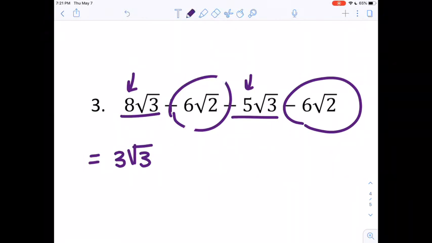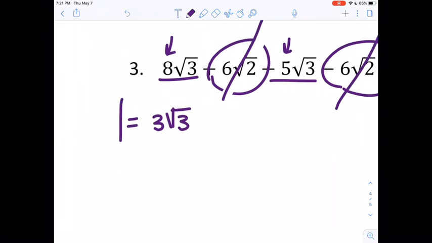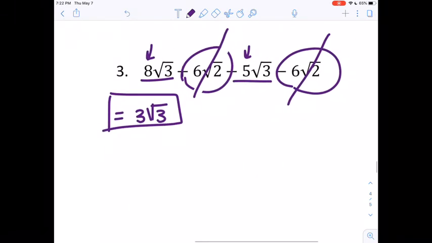Okay, these completely cancel each other out, and you're just left with the 3 root 3. Okay, so if the front numbers cancel out, they create a 0, then there's no radical left. Okay, it's gone.